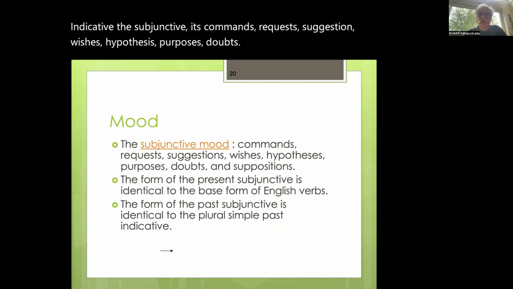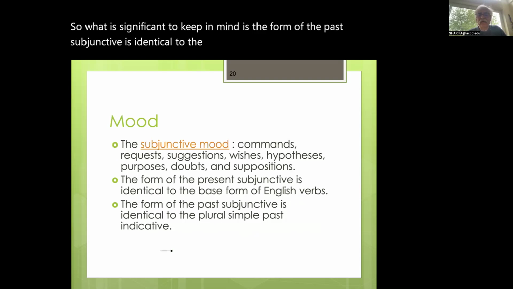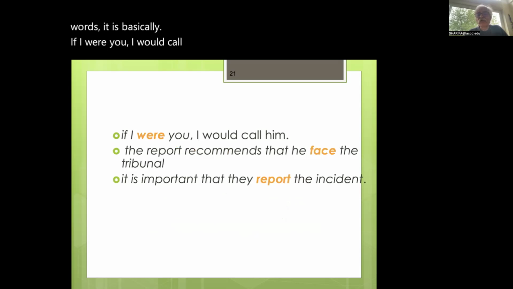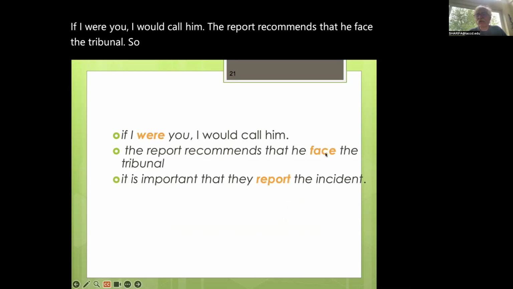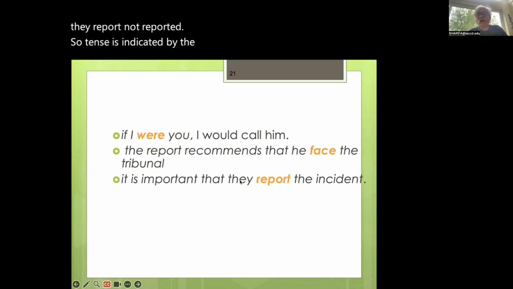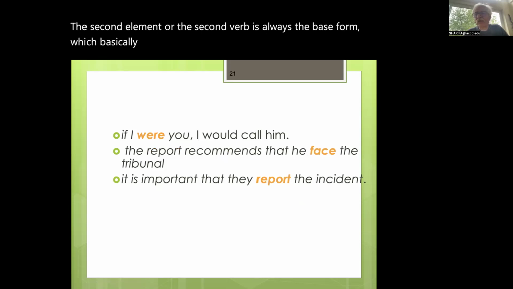What is significant to keep in mind is the form of the past subjunctive is identical to the plural simple past indicative. In other words, if I were you, I would call him. The report recommends that he face the tribunal. So again, he face rather than faced. It is important that they report, not reported. So tense is indicated by the first element, not the second element. The second verb is always the base form, which means it doesn't indicate tense.